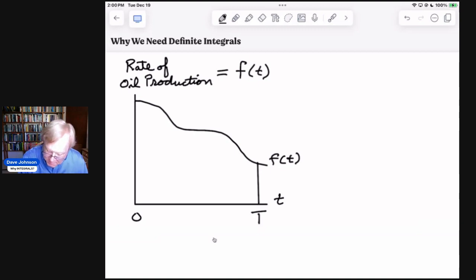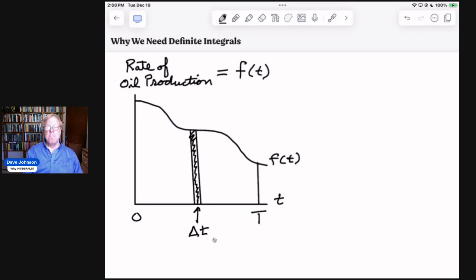But suppose I want to find the area under the curve. Why would I do that? Well, we'll talk about that in a moment. So suppose we take a little sliver, and I'm going to draw this sliver here. And let's say this is a delta t amount of sliver. And maybe that represents one day in the life of this oil well.